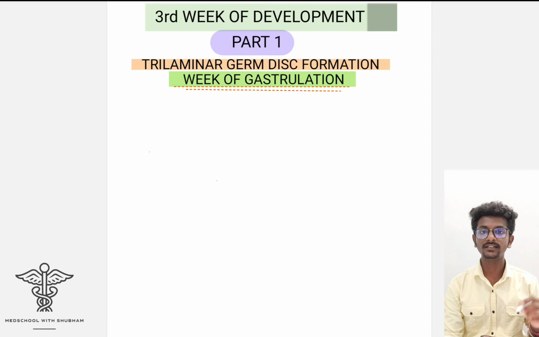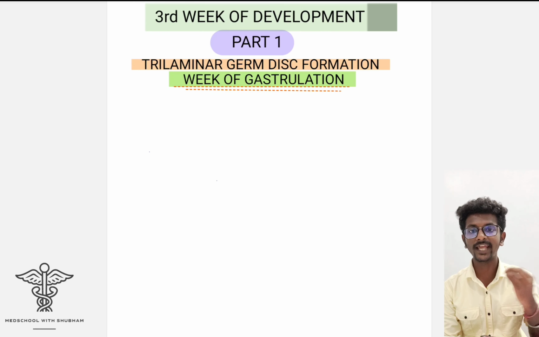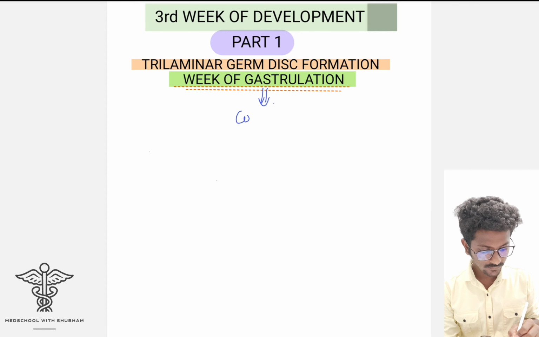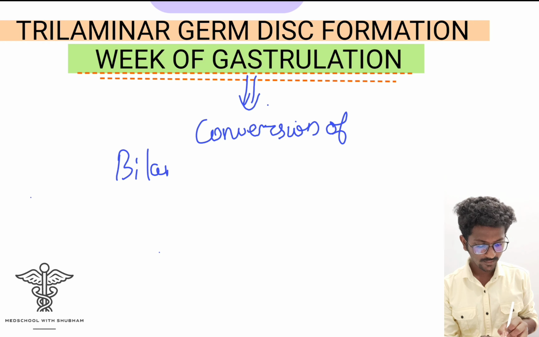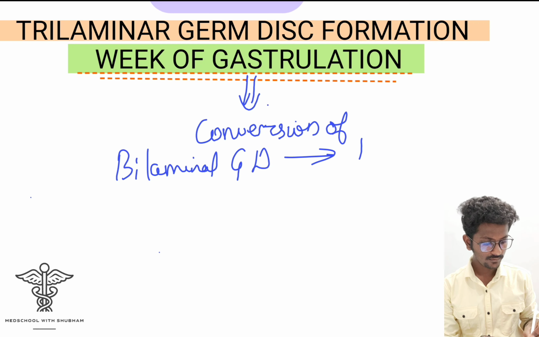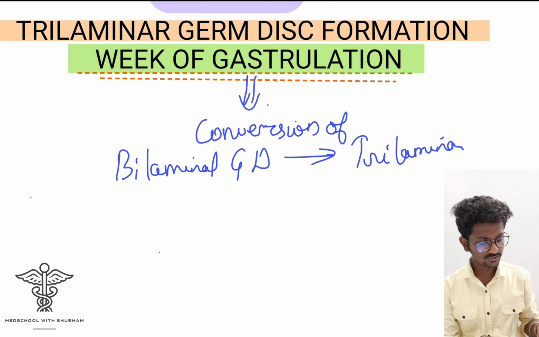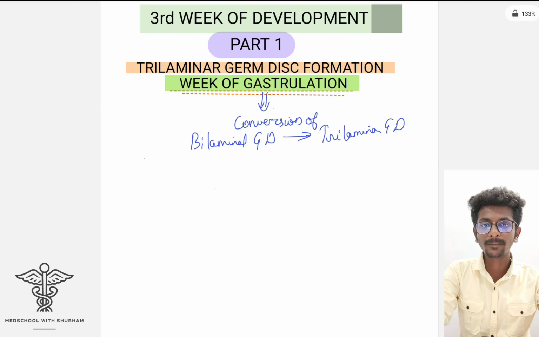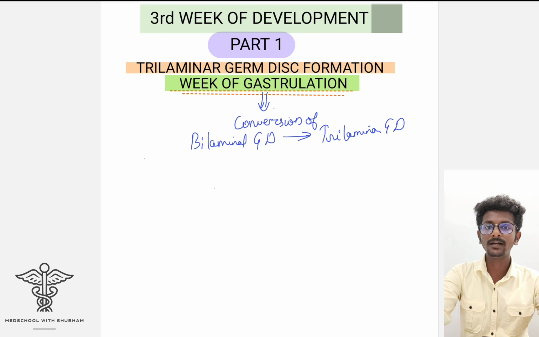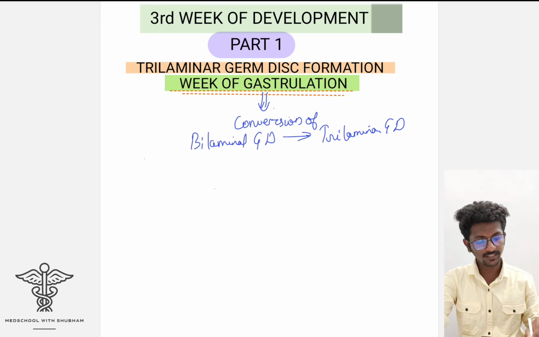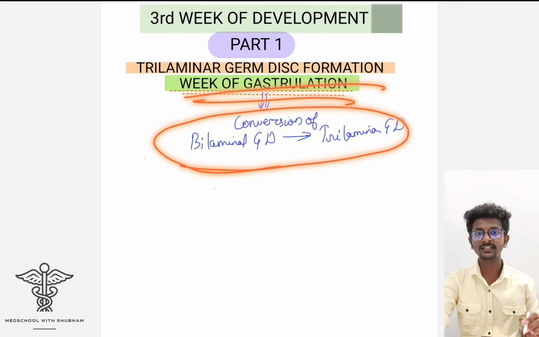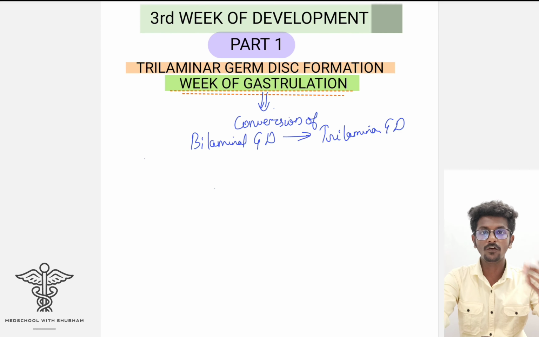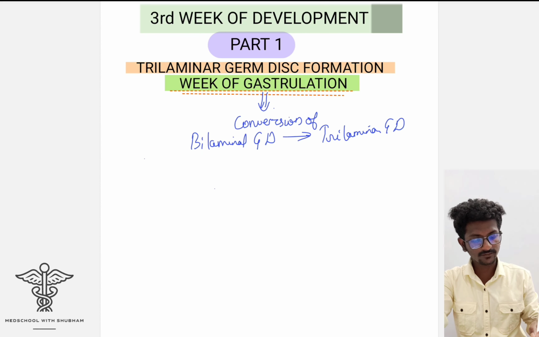So let's first start with the trilaminar germ disc formation, or we can also call it gastrulation. What actually is gastrulation? Gastrulation is the conversion of the bilaminar germ disc to the trilaminar germ disc. In the second week of development we studied the bilaminar germ disc formation. Now in the third week of development we will be studying the trilaminar germ disc formation. Means what? The bilaminar germ disc will develop into the trilaminar germ disc. This process is called gastrulation, and it occurs in the third week. Therefore, this week is called the week of gastrulation. Okay, so let's start with the week of gastrulation.